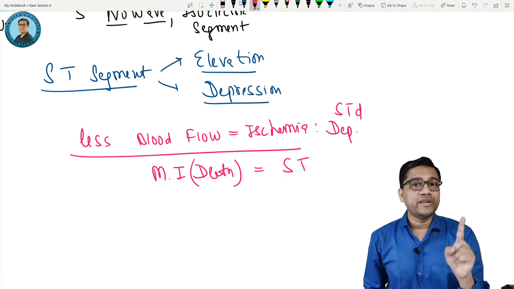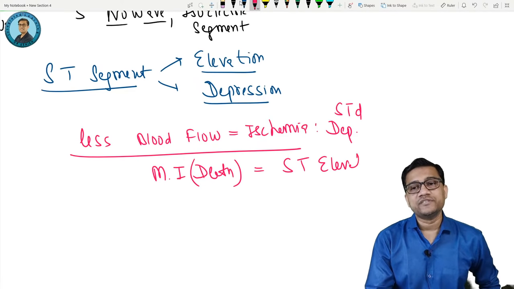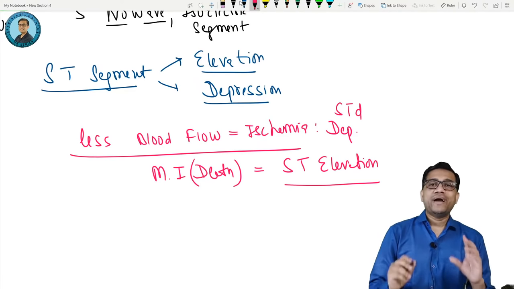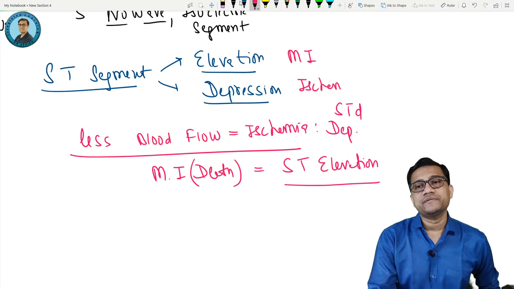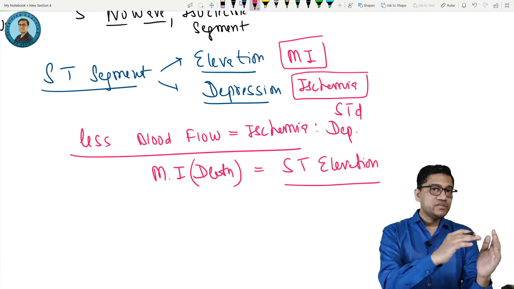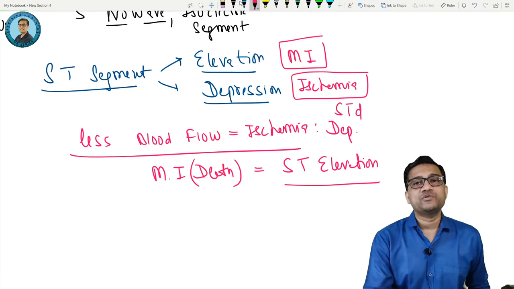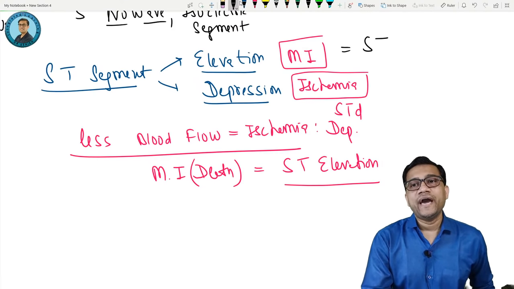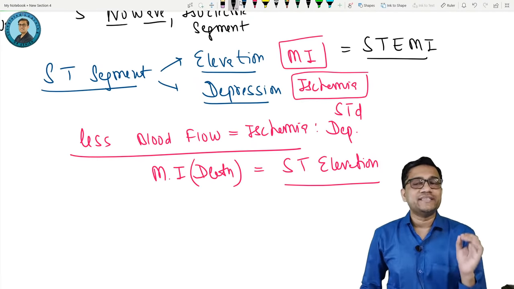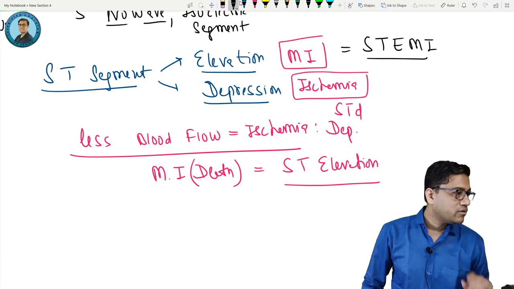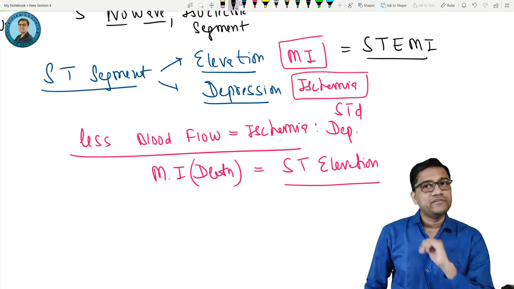There are exceptions also, like non-ST elevation MI, but it shows mostly ST elevation. So remember this logic. Clear? Elevation most likely means MI, and this is just simple plain ischemia. So MI is elevation. They are called ST segment elevation MI, that is STEMI. Are you clear now? Easy.